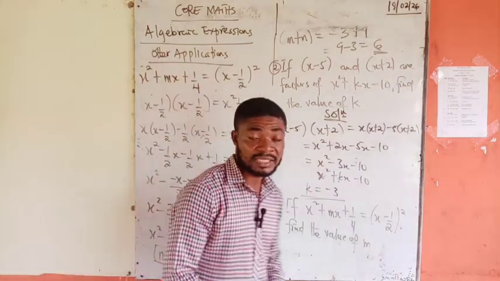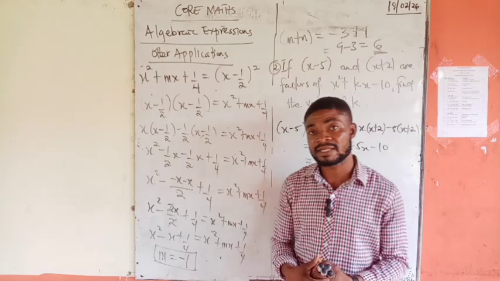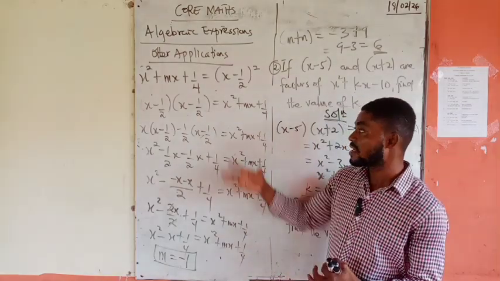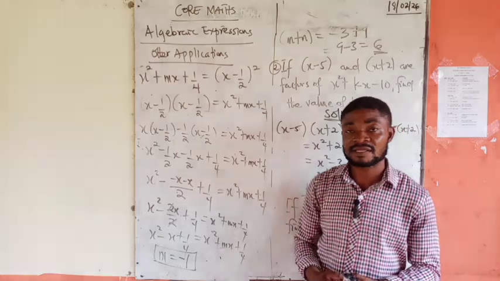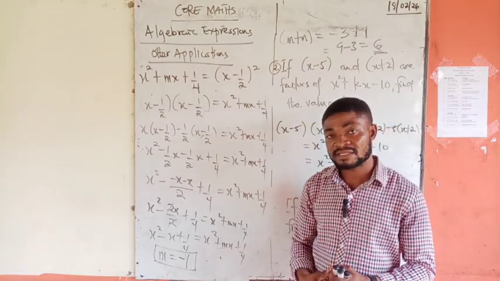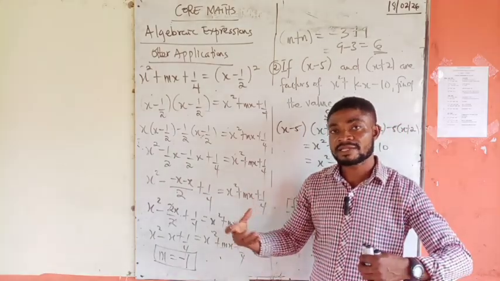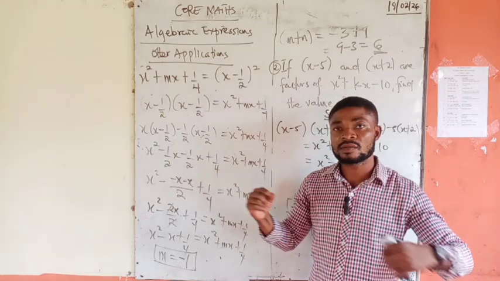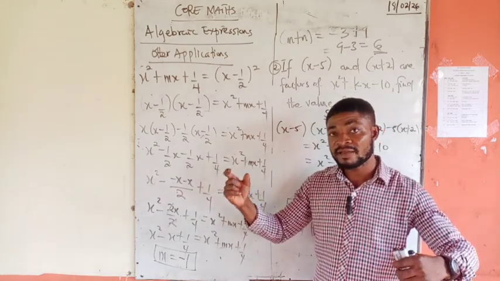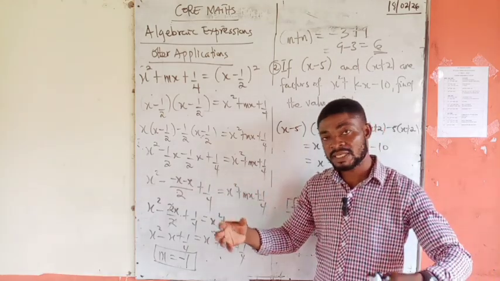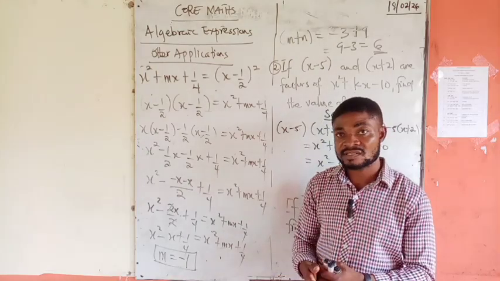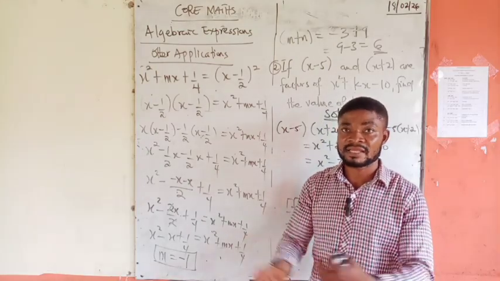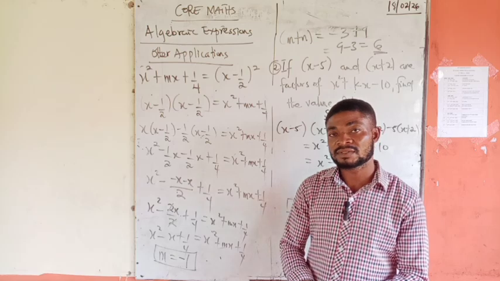So you can see clearly that if you are able to take your time and then understand the question very well, just take your time. When you are given any value to find, provided you have the factors, just expand the factors, get your quadratic expression, and then you compare the values. Ax squared for ax squared, bx for bx, and then a constant for the constant. If the constant is not given, you can compare and then get the constant after you do your expansion.